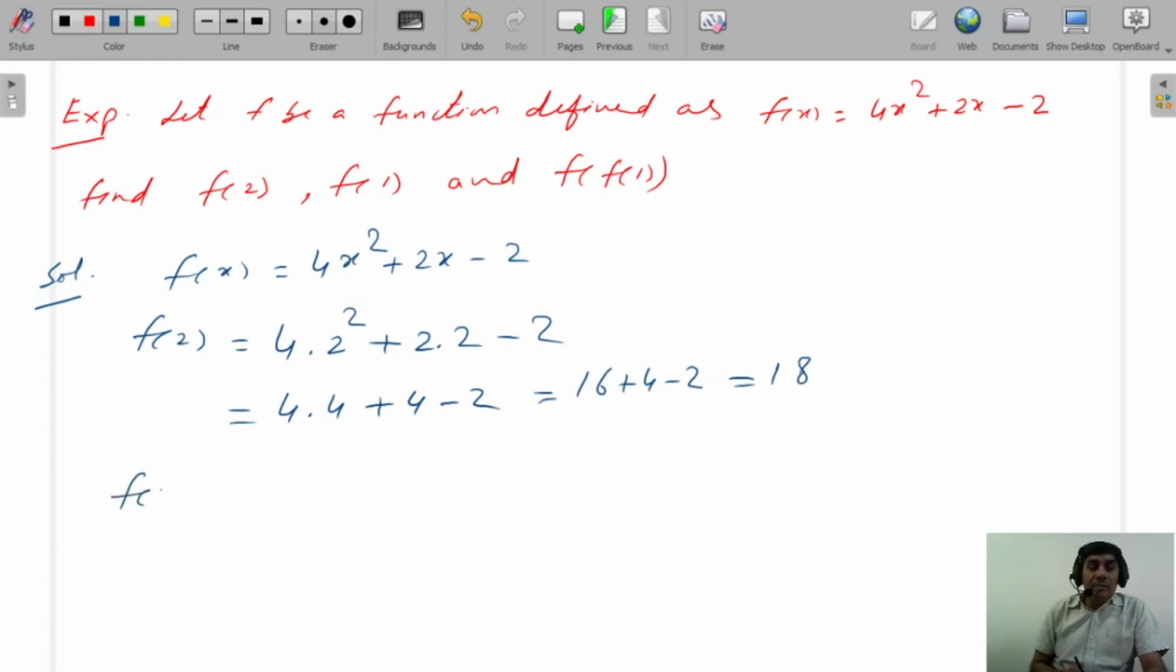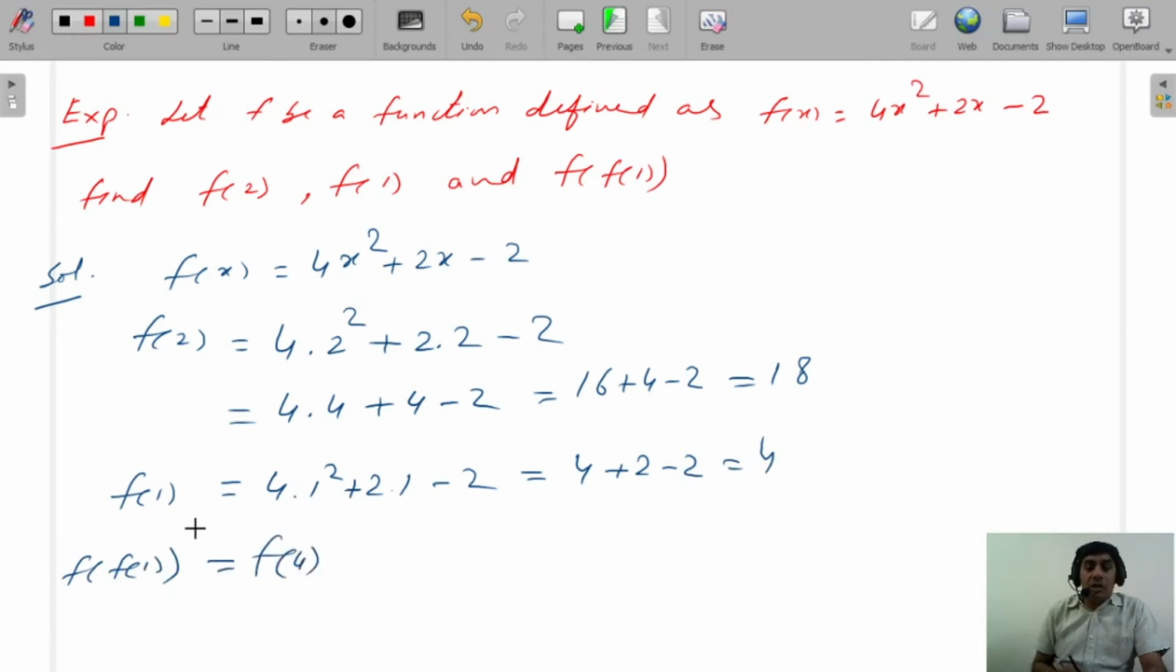f(1): put the value of x equal to 1 in the given function. 4 into 1² plus 2 into 1 minus 2, which is equal to 4 into 1² is 1, so 4 plus 2 minus 2 is equal to 4. So f(1) is equal to 4, that is f(f(1)) is f(4).